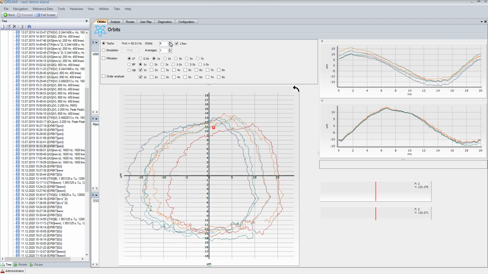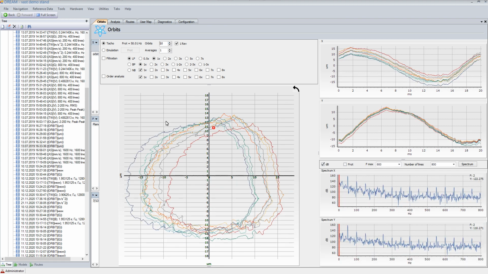We can have very many different revolutions, and you see that the shaft is not stable. It goes mainly from left to right, so in the X direction. You also see that in the time domain signal you have much more movement in X than in the Y direction. We can also do the average.